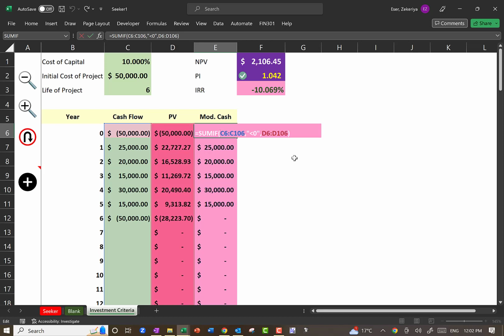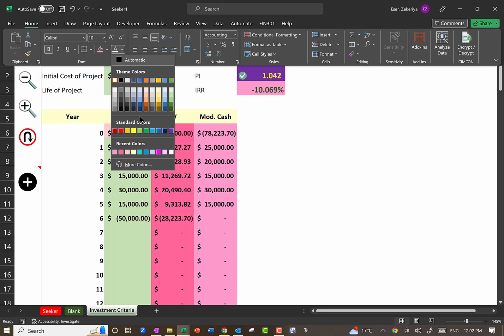Okay. What it does is look at the first argument. For each row, it checks if it satisfies the criteria. In this case, less than 0. If that is the case, it's going to add up the values in the column given in the third argument. That's a fancy way of saying, let me make this green.